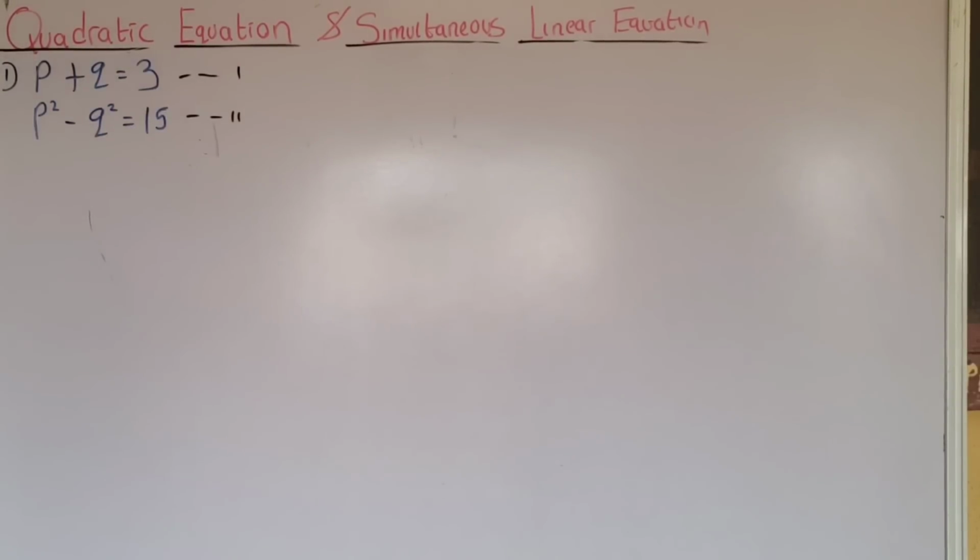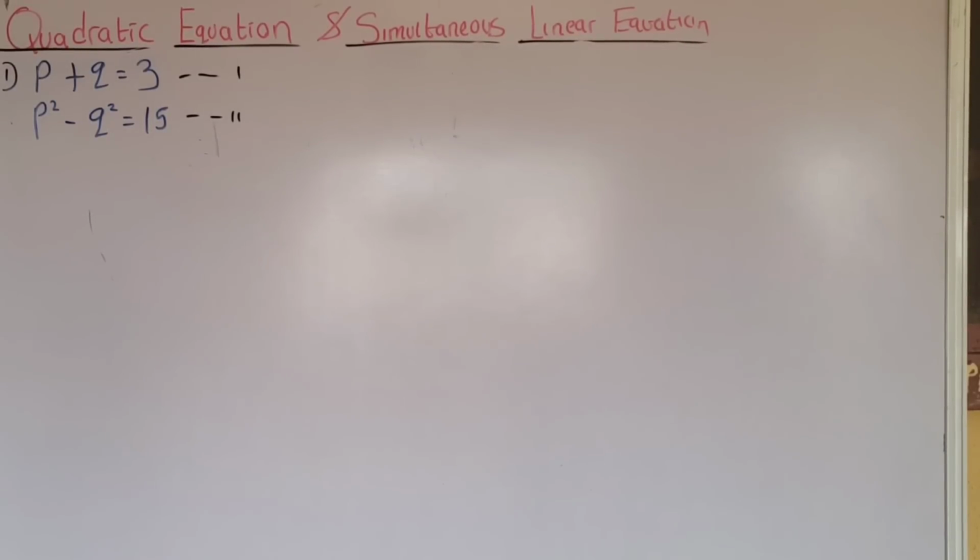You have to make one of the unknowns the subject of the relation in the linear equation that you are given. If you come across this type of question in an exam, you have to make one variable, one unknown, the subject of the relation in the linear equation. This is the linear equation. This is the quadratic equation. We are going to solve it simultaneously.